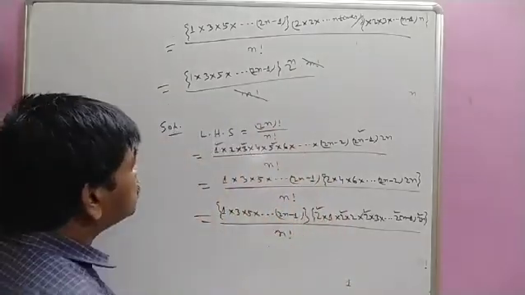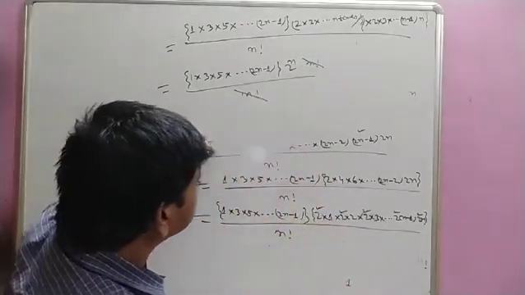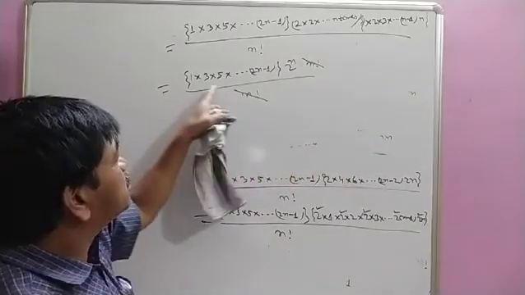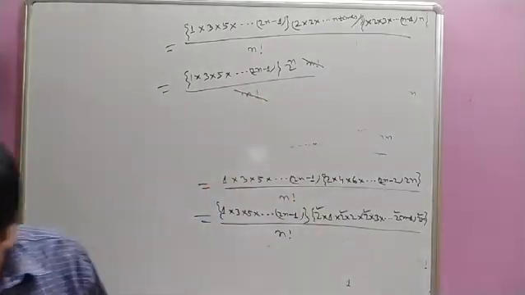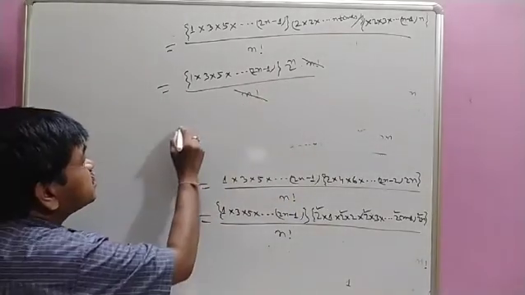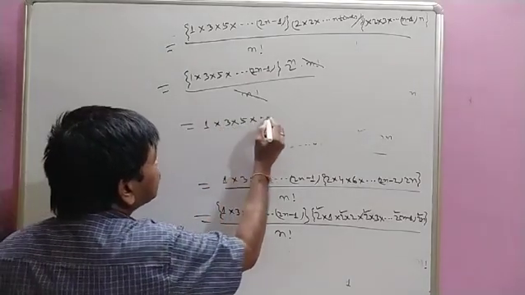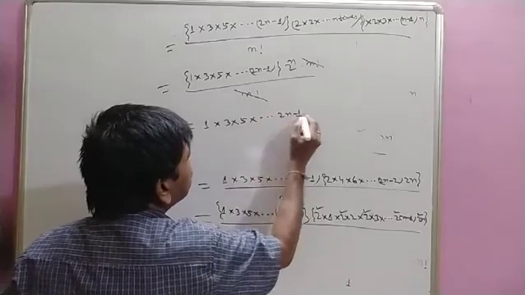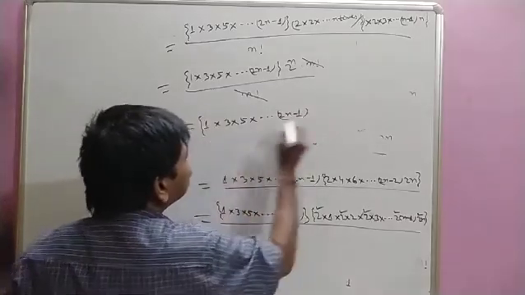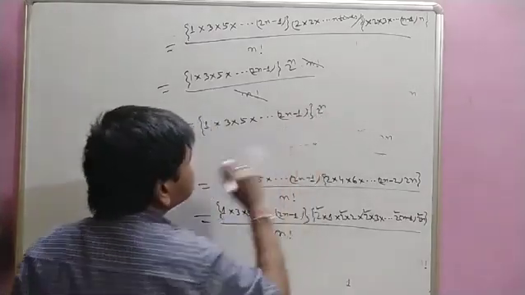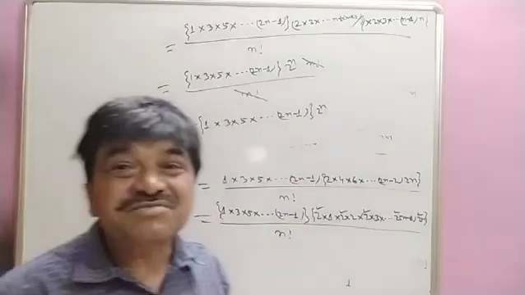So now this becomes 1, 3, 5 up to 2n minus 1, whole into 2 to the power n. So this is equal to 1 into 3 into 5 up to 2n minus 1, whole into 2 to the power n. Clear? So this is proved.